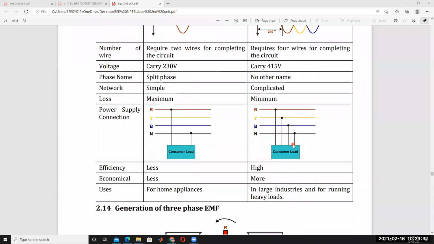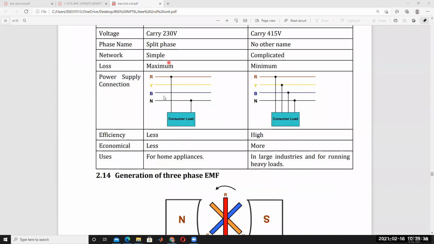Efficiency is less here: more losses means less efficiency, while in the three phase system efficiency is high. It is less economical here and more economical there, because the power handling by the three phase system is more. Power handling with only one phase is very difficult, and connecting large loads using a single phase system is very difficult to operate.